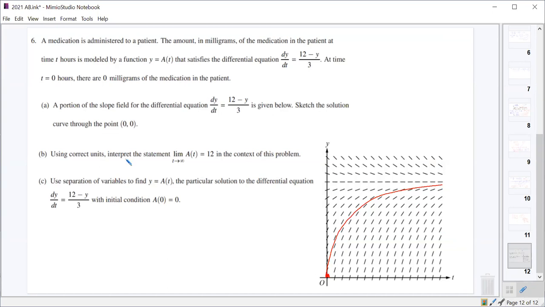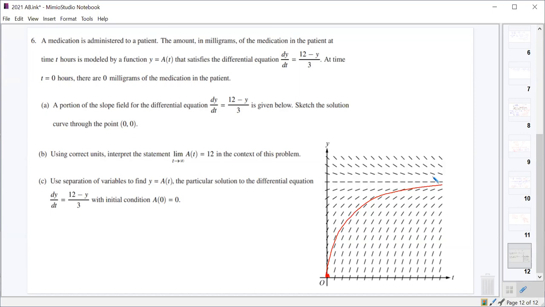Okay. Using correct units, interpret the statement, the limit as t approaches infinity of A of t equals 12 in the context of this problem. Well, what does that mean? First off, what does the limit as t approaches infinity of a function equaling 12 mean in terms of any function that has a limit as you approach infinity of 12? What? Asymptote? Yeah, it's a horizontal asymptote, right? It has a horizontal asymptote of y equals 12.